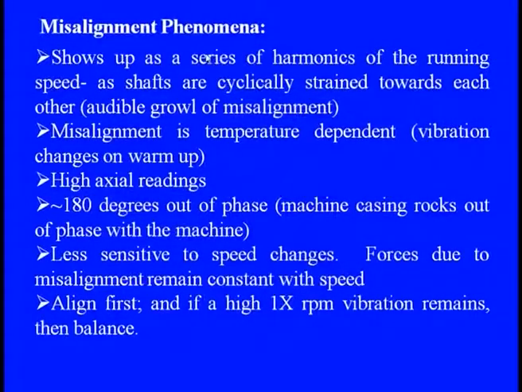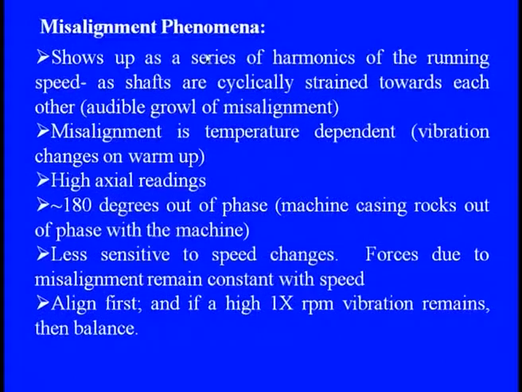But again, the strain at the coupling, the bearing or the seals can always be raised, and due to that severe vibrations occur. Or else we can say that this micro misalignment phenomenon can show up as a series of harmonics of the running speed. We know that when the shafts are cyclically strained, they straightaway cause misalignment in the machine. But this misalignment is not permanent, it is a temporary feature of the machines, and it is also very sensitive to temperature.